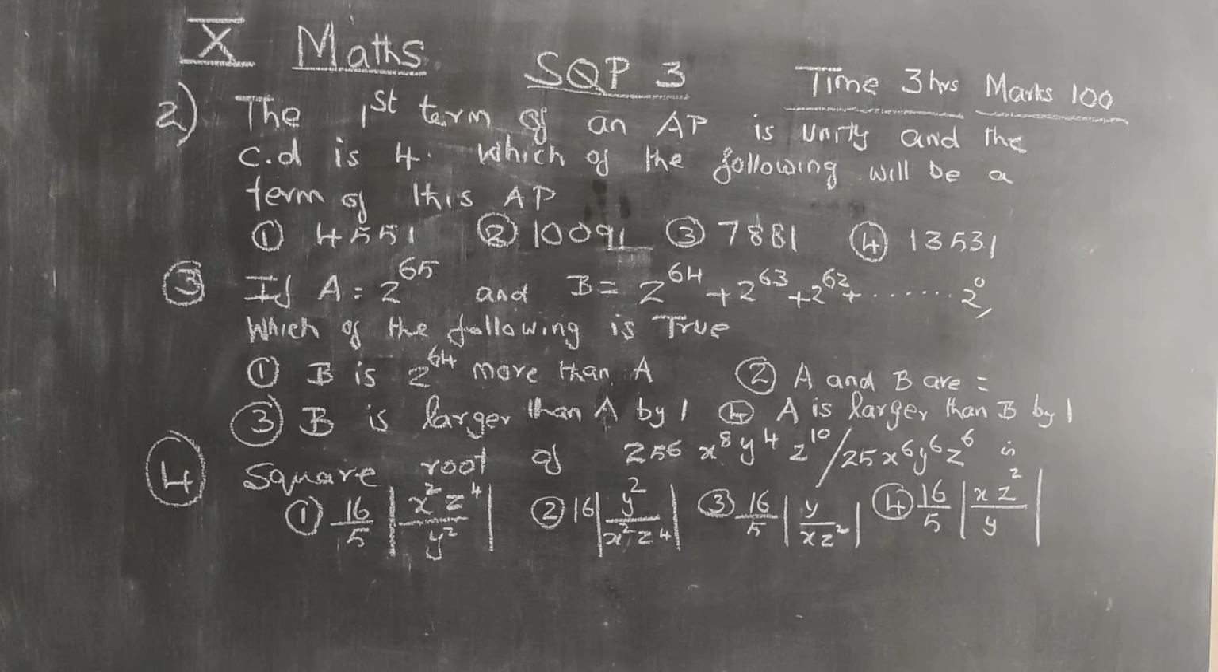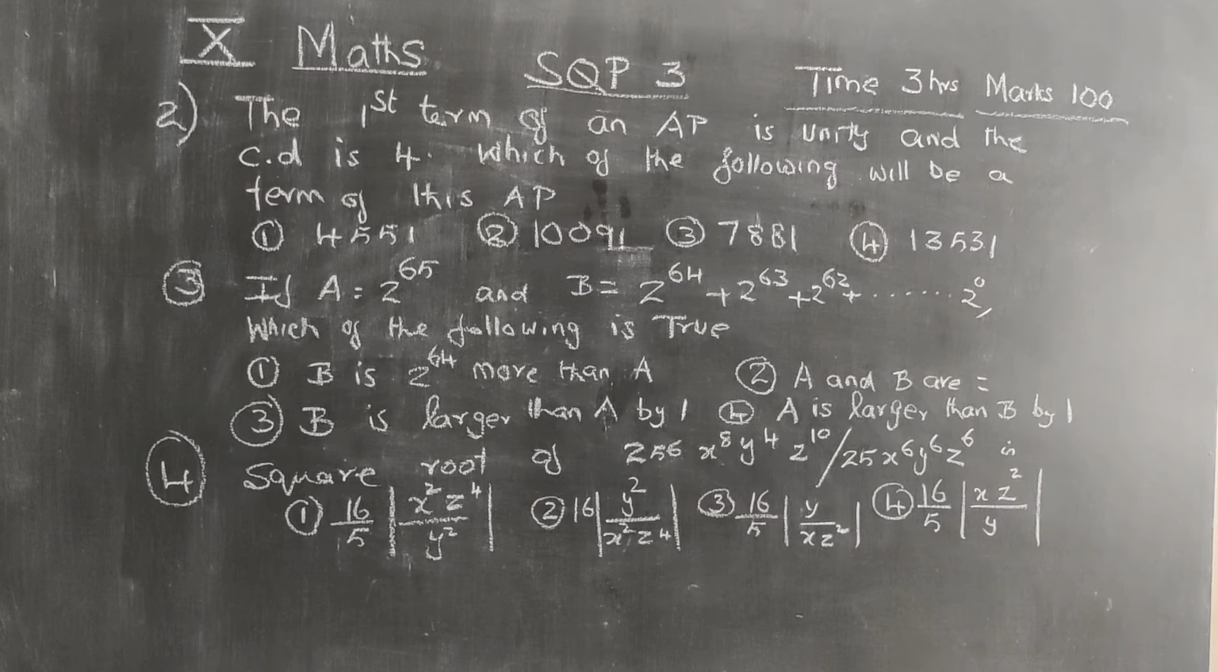Second question, the first term of an AP is unity and the common difference is 4. Which of the following will be a term of this AP? Question number 3, if A equal to 2 power of 65 and B equal to 2 power of 64 plus 2 power of 63 plus 2 power of 62 dot dot 2 power of 0. Which of the following is true?